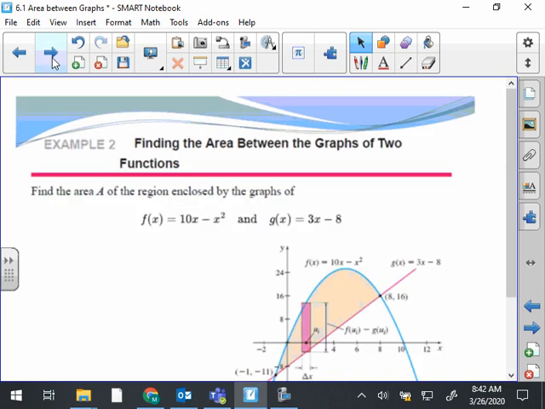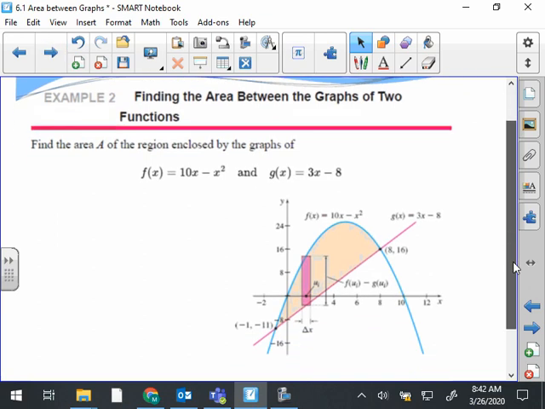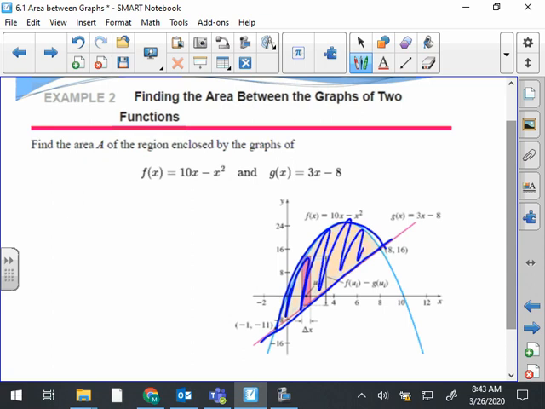So here we have the two functions, 10x minus x squared, and the linear function 3x minus 8. And you can see in the picture here that the 10x minus x squared is actually on top, all right? And the linear function is below. So we're trying to find this area in here. But what we need to find is these two intersection points.